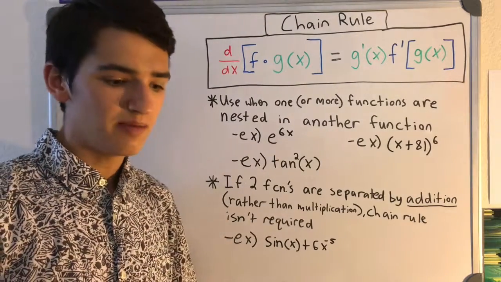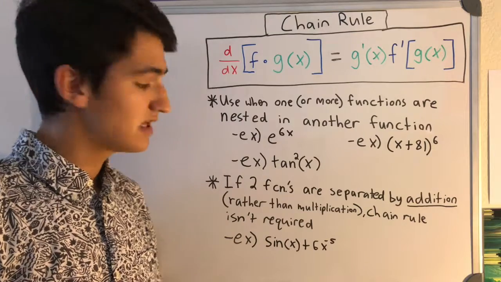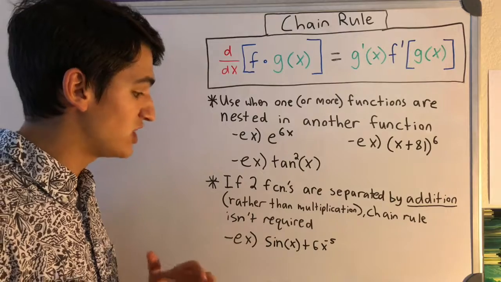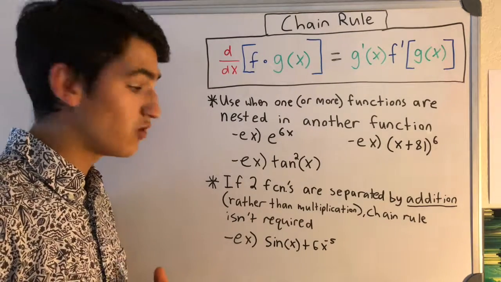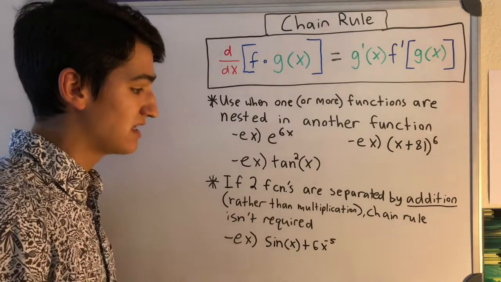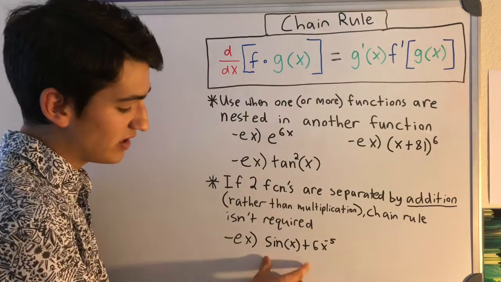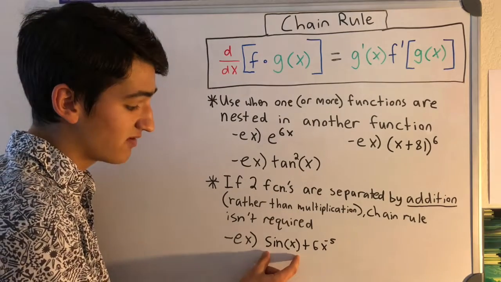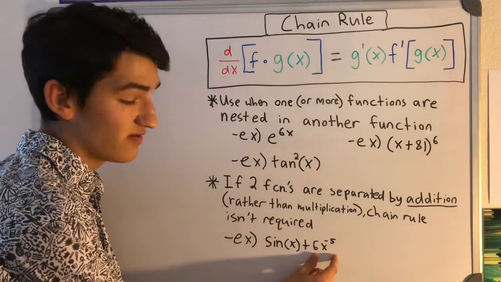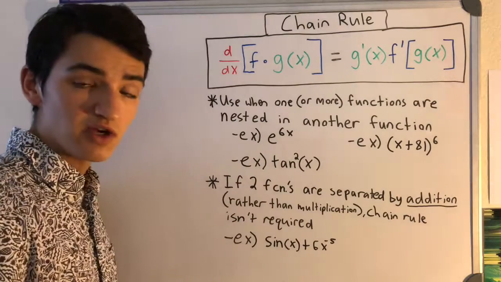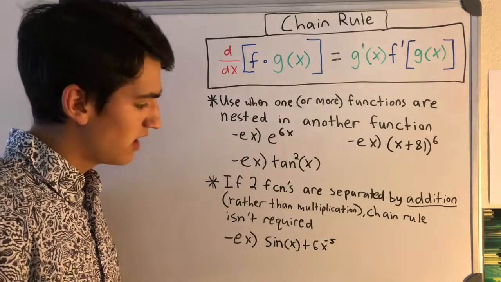A common misconception when people are learning this is that the chain rule isn't used every single time you see two functions together. The chain rule is only used when those are nested, like raised to a power, but not when they're added together. So for example, you wouldn't use the chain rule here, because you would simply take the derivative of sine and add it to the derivative of this function, because this is only one function and this is only one function. They're not nested within each other. All right, so let's move into some examples.